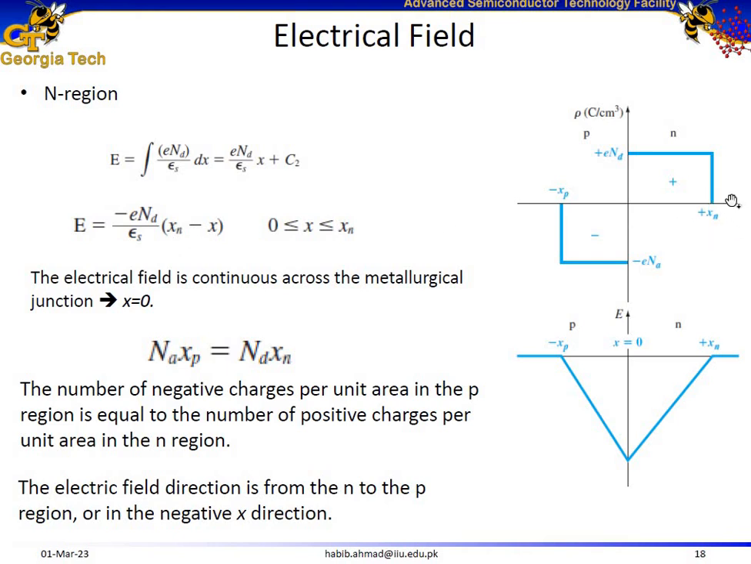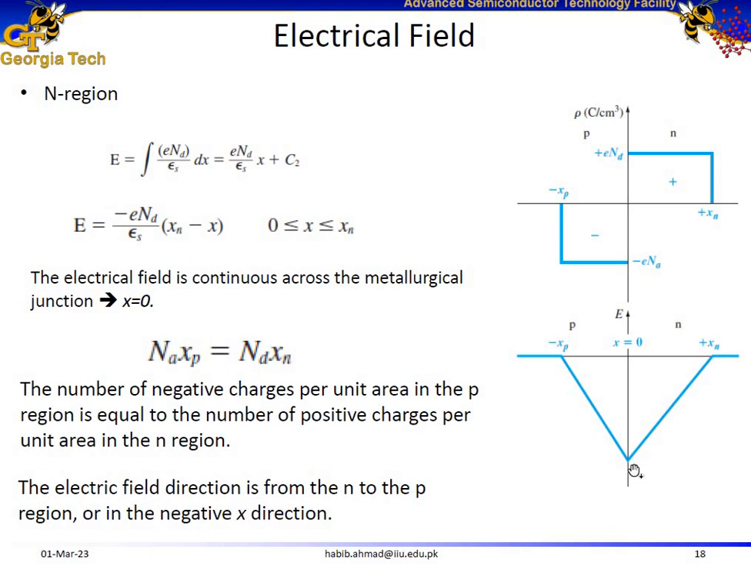Xn once again is the edge of the depletion on the n side of the semiconductor. So you get a negative ramp for electric field on the p side of the semiconductor and a positive ramp for electric field on the n side of the semiconductor. Looking at this plot, where do you think the electric field has the maximum value? At x equal to 0, which is also called the metallurgical junction.